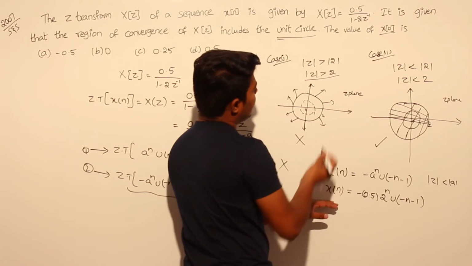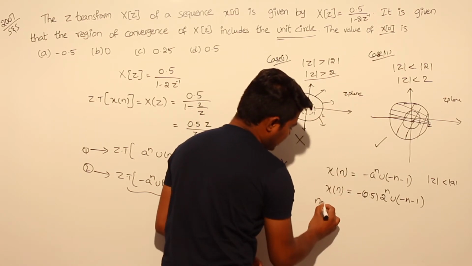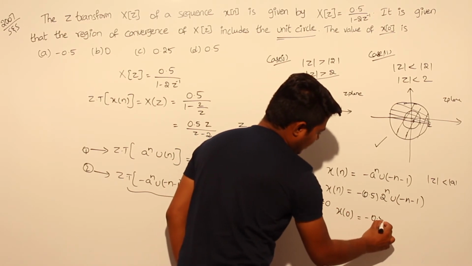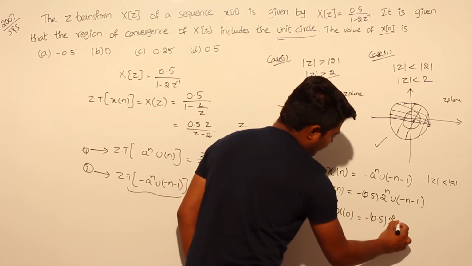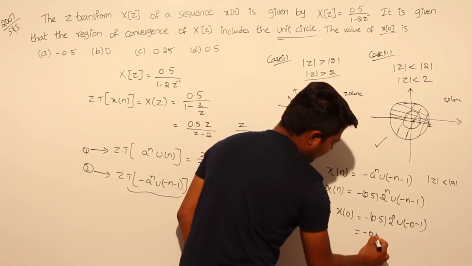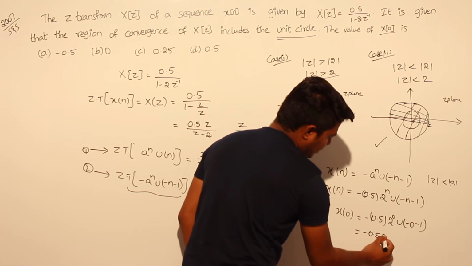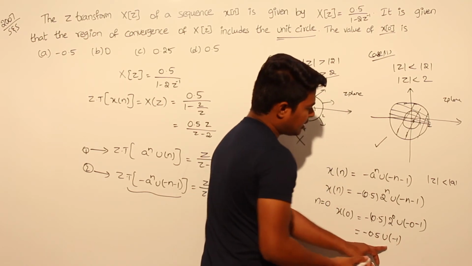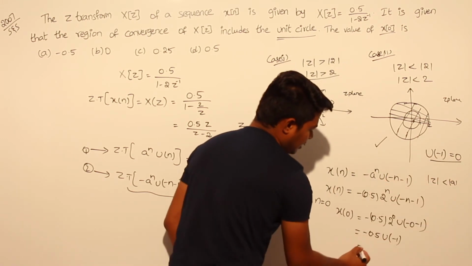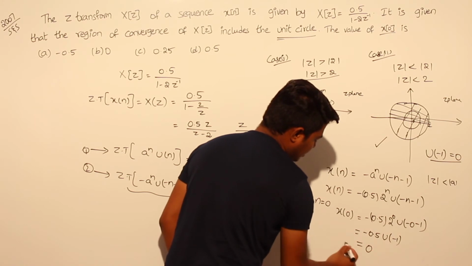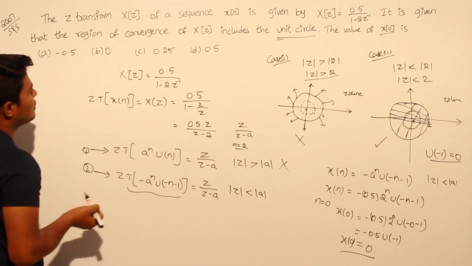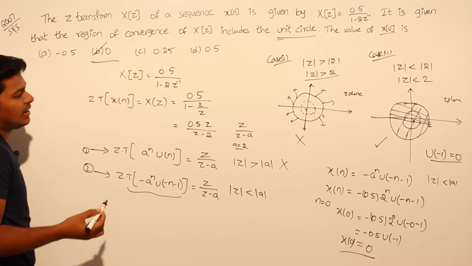Now they are asking for the required value x(0). So substitute n = 0 in the above equation. This becomes x(0) = -0.5 (2^0) u(-0-1). This is equal to -0.5 times 2^0, which is nothing but 1, times u(-1), and we know that u(-1) is equal to 0. So substitute this here: -0.5 into 0 is 0. So x(0) is equal to 0. That is the required answer. You see in the options, option B is the correct answer.